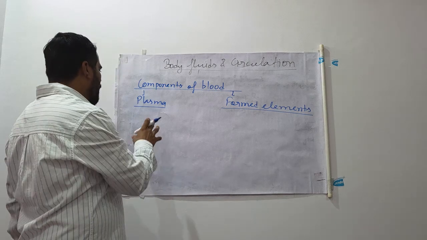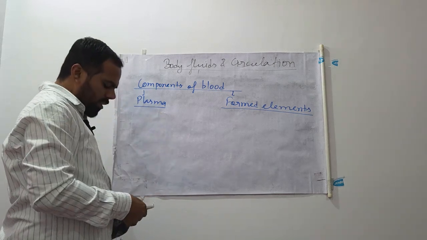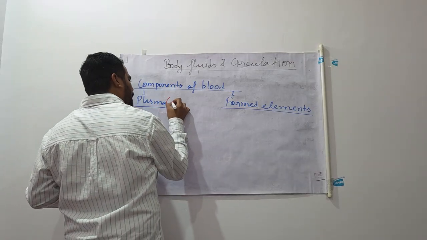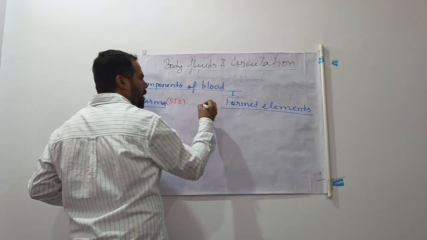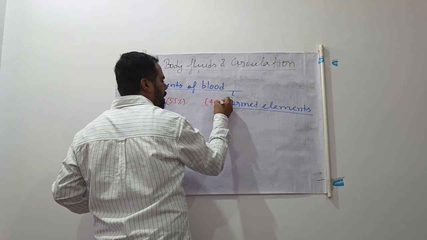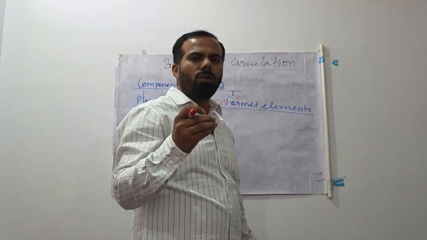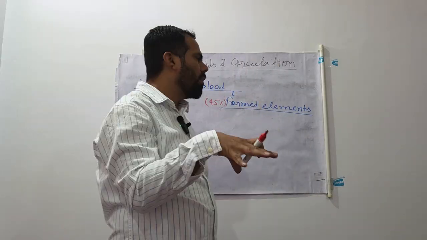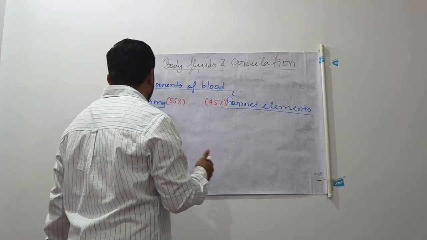Okay. What is plasma and what does plasma contain? Plasma is the main part of the blood because its percentage in blood is 55% and formed elements are 45% only. Formed elements are known as formed elements because they are formed in the body, at a specific site known as bone marrow.